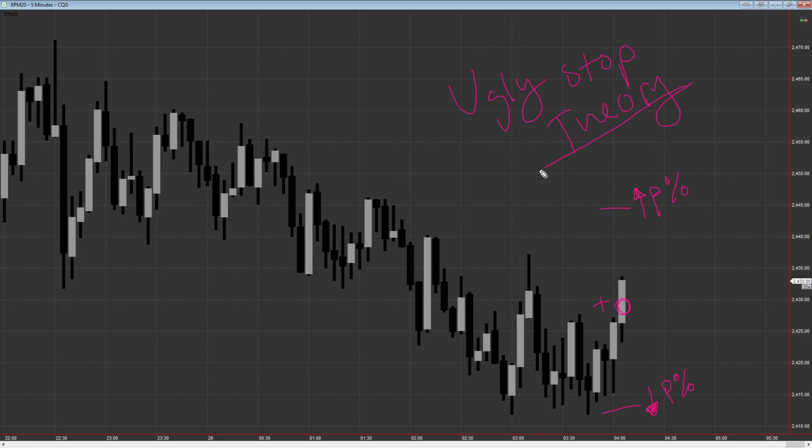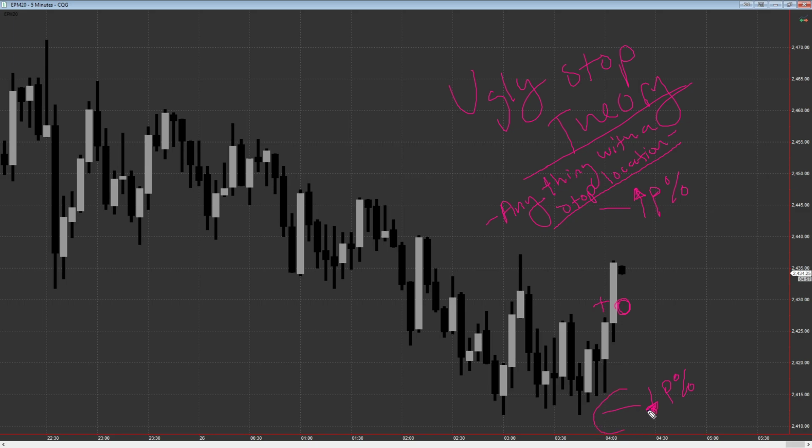So one way to know that you're participating in a mechanism that uses stop theory is any time there is anything with a stop location. That is fundamentally stop theory. So if you use a strategy where you buy and your strategy recommends a stop down below the low, or take profit up at the high, or something along those lines, then you're using stop theory.